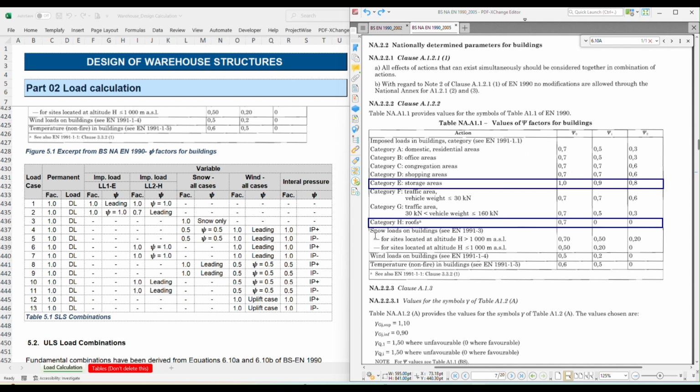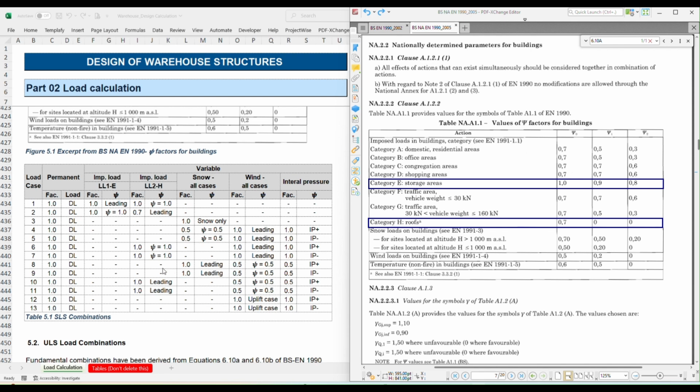As mentioned here, you can see snow loads on buildings for site location altitude less than 1000. So we have 50 meters as the altitude in this demo design. That 50 meters is less than 1000 meters, so we need to consider this reduction factor as 0.5. That's what we have considered here. So here the snow load is playing as an accompanying variable load. That's why we are multiplying with 0.5.